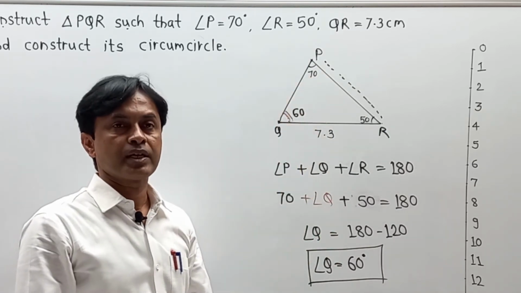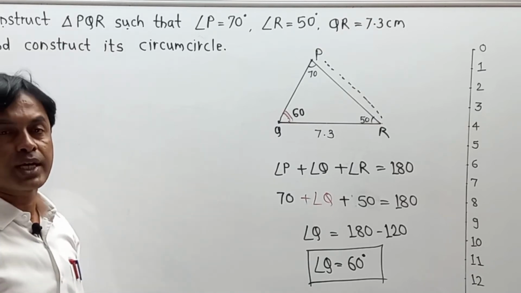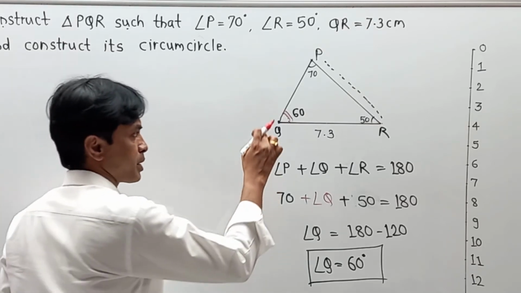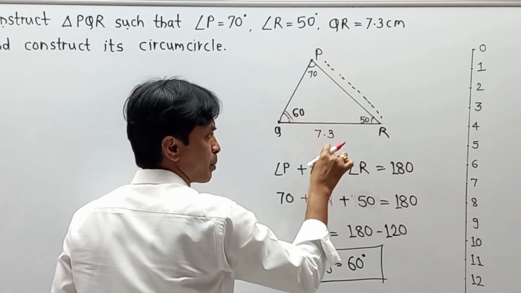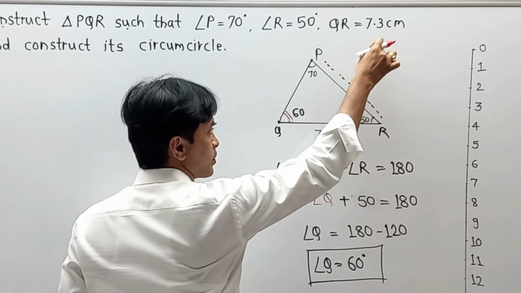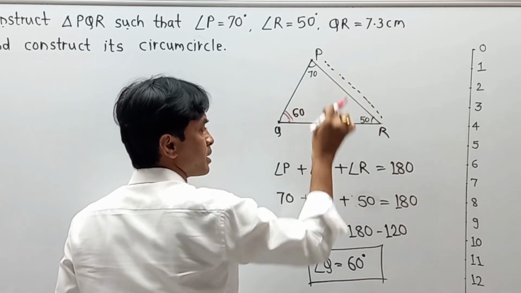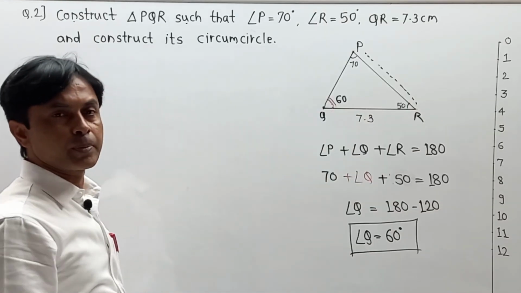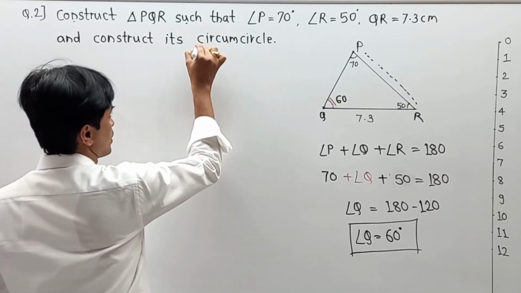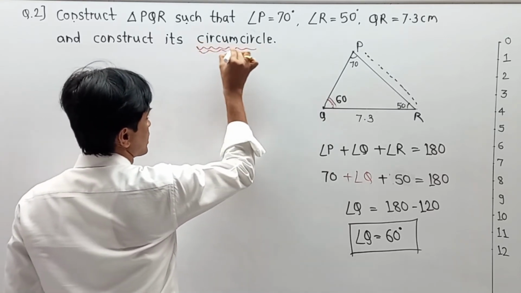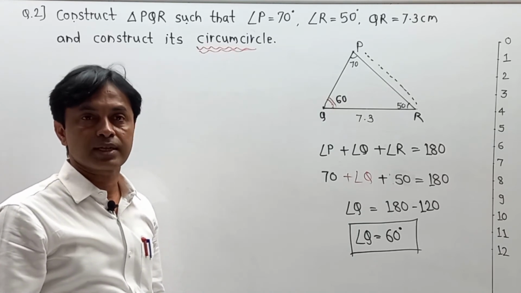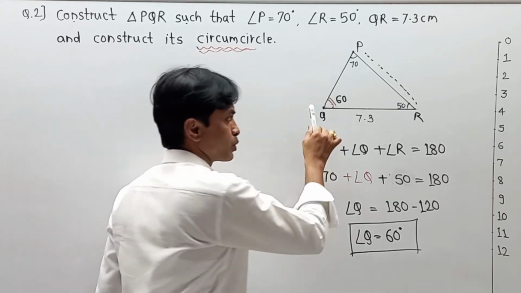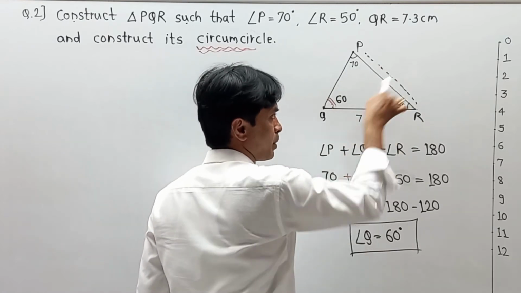And after that, we are going to draw two sides as perpendicular bisectors. For QR, we are going to draw one perpendicular bisector. For PR, we are going to draw another perpendicular bisector. We will get the common point of intersection because we have to draw the circumcircle. Remember, this question is for the circumcircle, not the incircle. In a circumcircle, you have to take any two sides and draw their perpendicular bisectors.